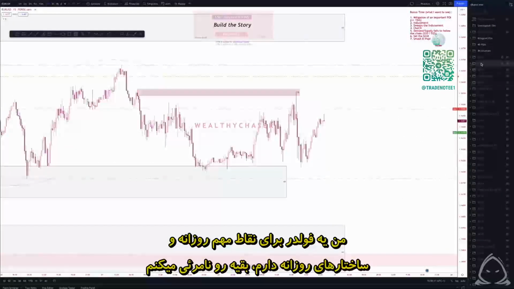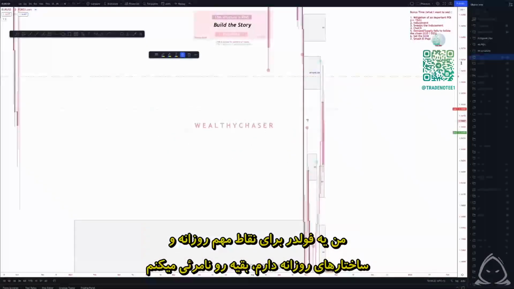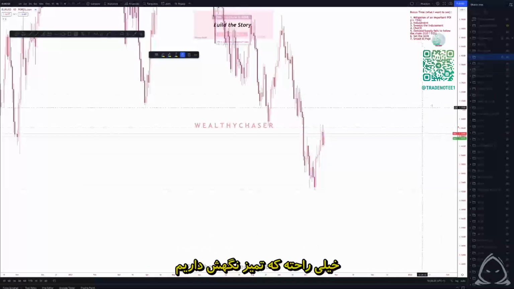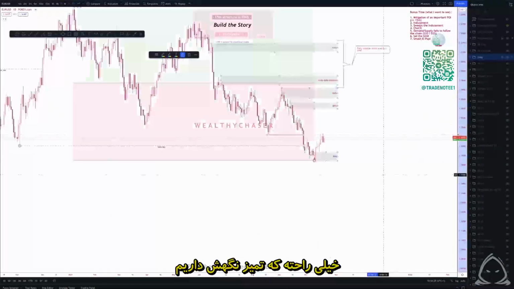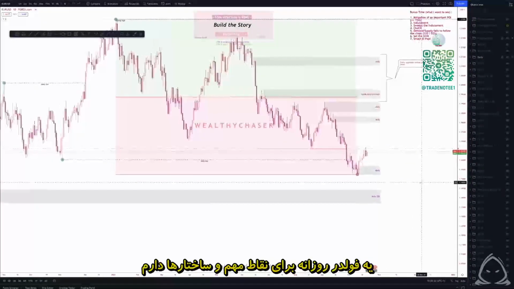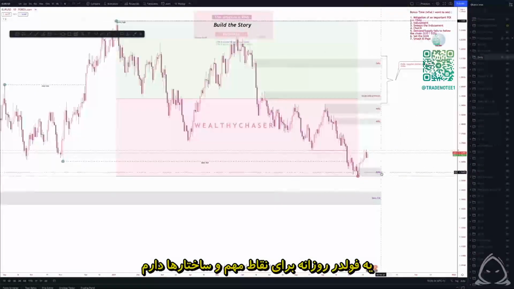So as you see, I have a daily folder for daily points of interest and for daily structure. I'm going to unhide the rest. You see, this is so easy to keep clean. It's just like that. So yeah, I have a daily folder for point of interest and structure.